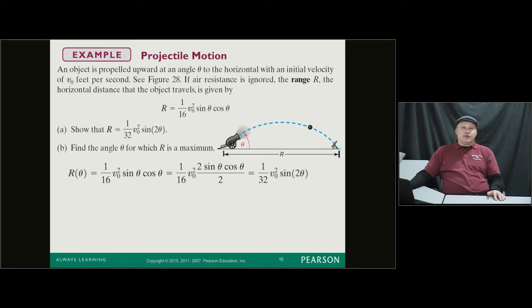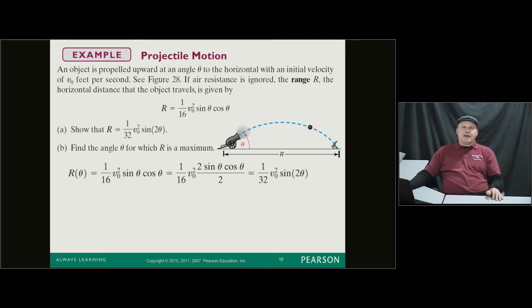So the 2 on top and bottom doesn't change the expression, but the 2 on top allows you to use a double angle formula, and the 2 on the bottom makes the 1/16 out front a 1 over 32. Now you're like, well, that's good, but why would I need to know something like that? It's for the answer to part B. What angle theta makes r a maximum?